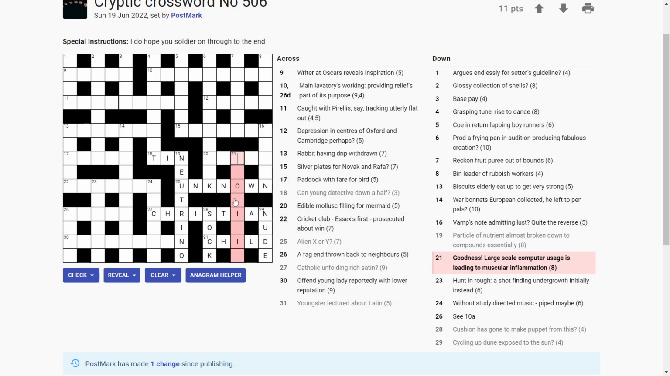Goodness, large scale computer usage is leading to muscular inflammation. So that's going to be itis. Itis means inflammation. IT, computer usage. And then is. So large scale is probably OS.